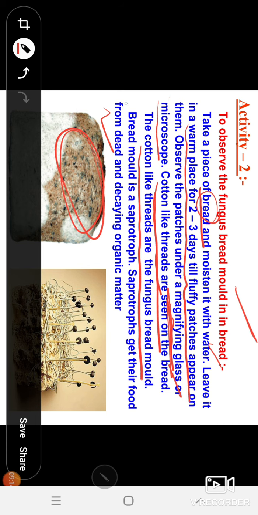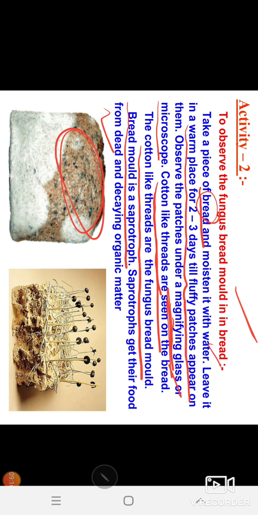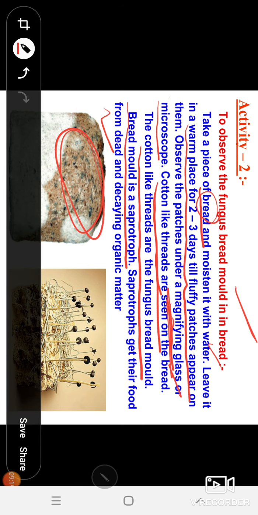Now, as we know, the bread mold is a saprotroph. Saprotroph means it obtains food from dead and decaying organisms. So I hope you understood how to carry out this activity. This is also possible for you to conduct at home. Try if possible and observe the observations.